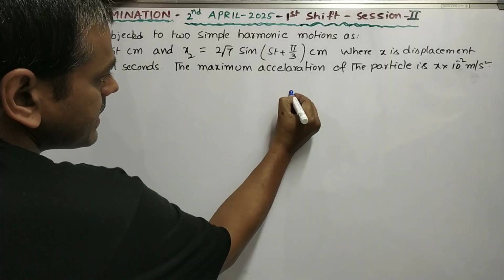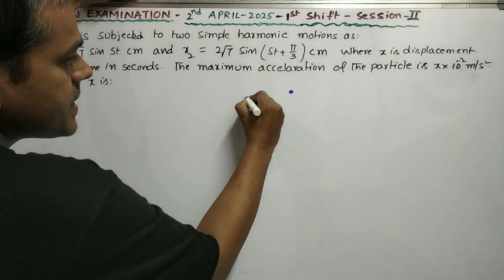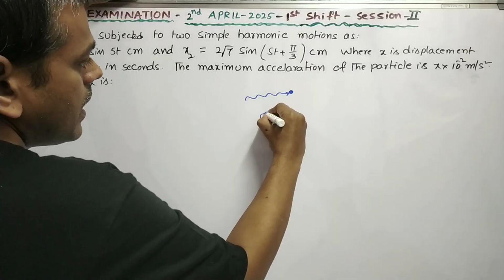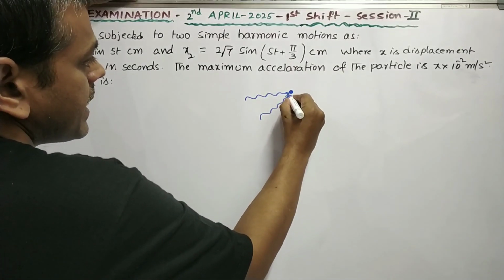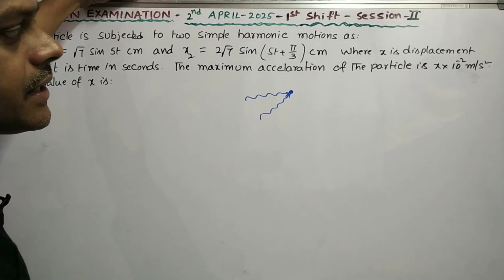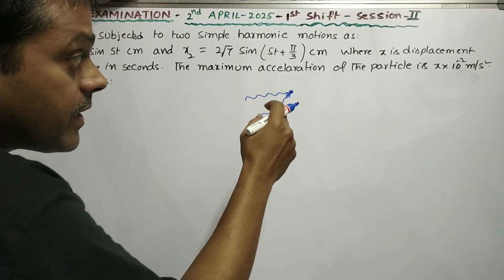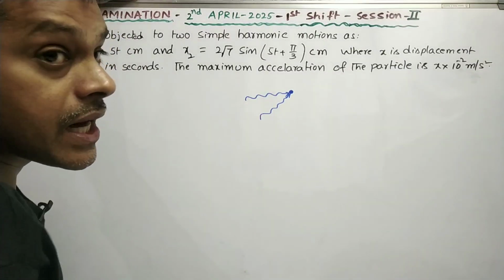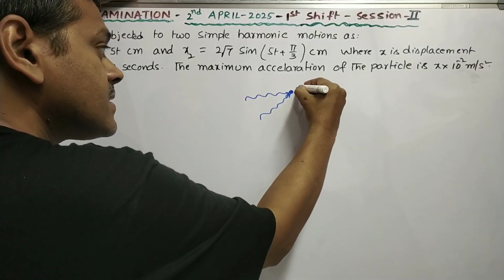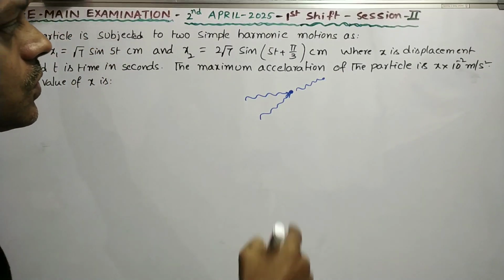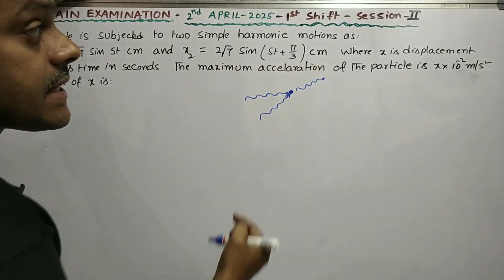Suppose a particle lies in a medium which is imposed by one simple harmonic motion, and another one is imposed by another SHM. That means this particle is affected by two different simple harmonic motions, so the resultant may also be a simple harmonic motion. So what is the maximum acceleration of the particle?